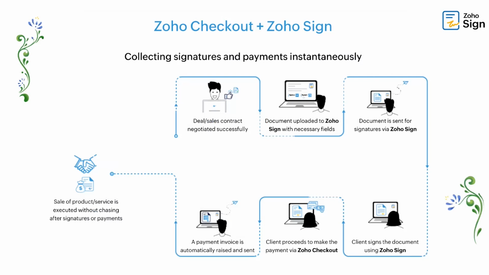Zoho Sign's integration with Zoho Checkout enables you to gather both signatures and payments effortlessly, regardless of the time, location, or device, thus eliminating the hassle of manual billing. Now, imagine a situation where you're in the process of purchasing a car or a piece of land. In such cases, you often need to prepare agreements, handle transaction fees, and ensure compliance with regional laws for verifying the signer's identity. But with Zoho Sign and Zoho Checkout, you can digitize and automate this entire process effortlessly.